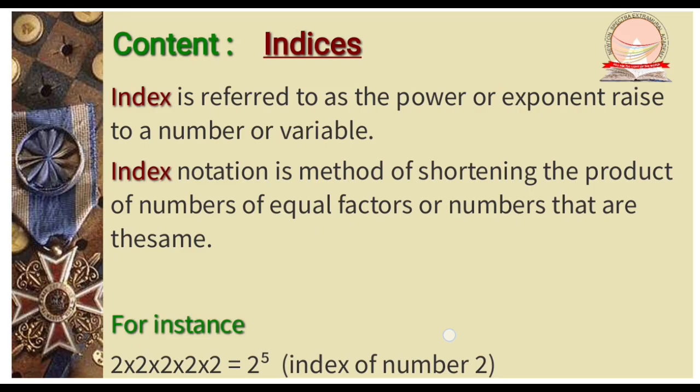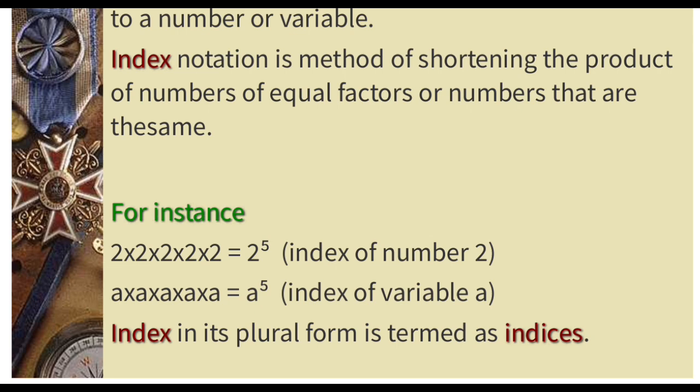The word index is referred to as the power or exponent raised to a number or variable. Indices is the plural of index, which is also known as power or exponent. Therefore, indices simply means the study of what? Of exponents. Index notation is a way of shortening the product of equal factors of a number. For instance, if I have 2 raised to the power of 5, that is regarded as an index form of a number.